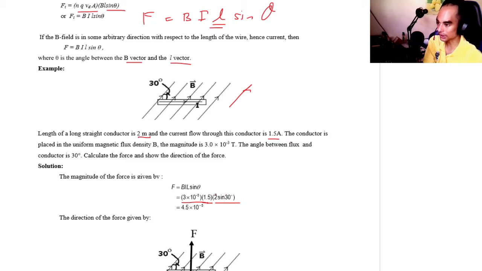Why do we have 2? Is it correct? Yes, 2 sin theta. I don't think so, maybe it's a typo there. Okay, sin theta, 30 degrees.